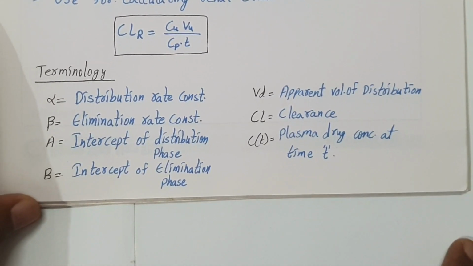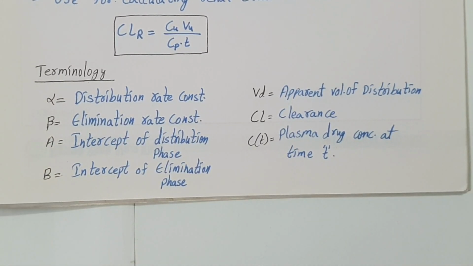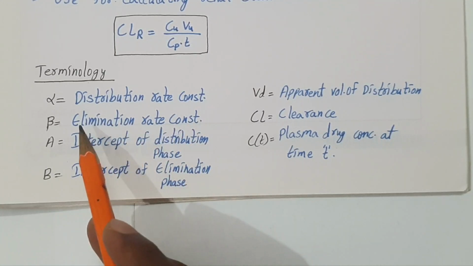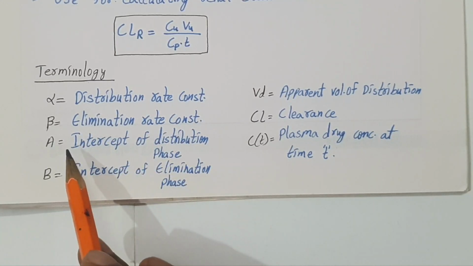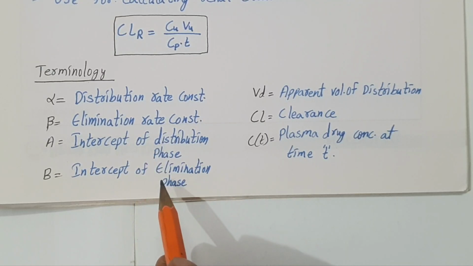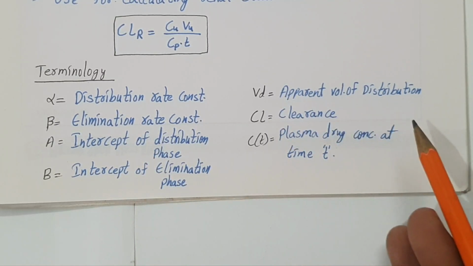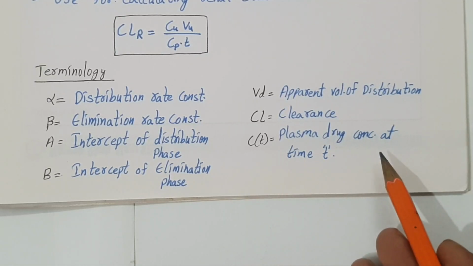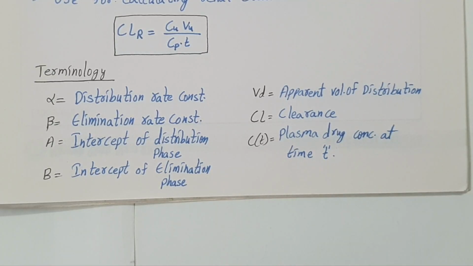Then we have some terminologies. Alpha equals the distribution rate constant, beta equals the elimination rate constant, A and B are the intercepts of the distribution and elimination phases, Vd is the apparent volume of distribution, CL is clearance, and Cp is the plasma drug concentration at time t.